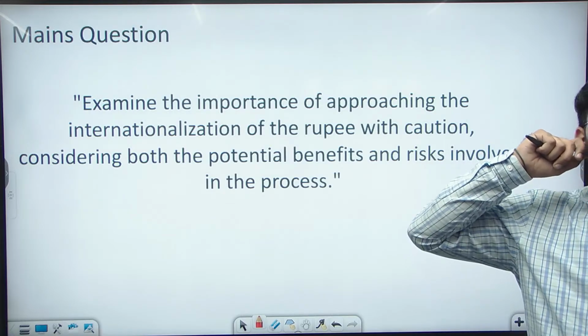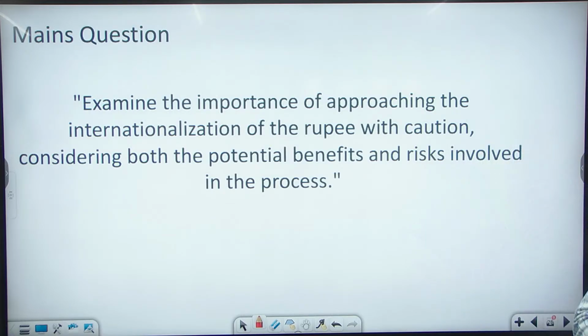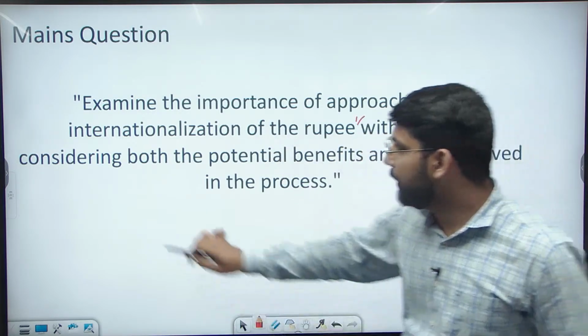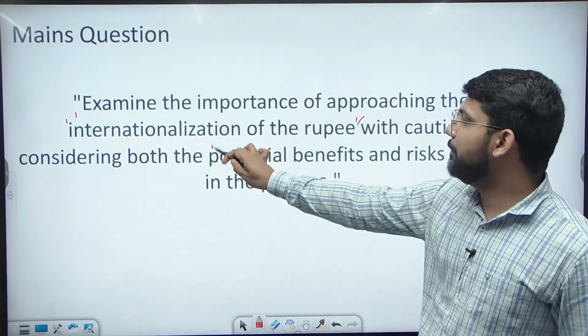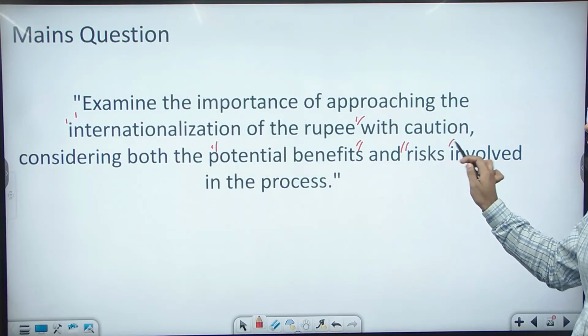Note down this question. Yes, you will get it, but you will note down also. Examine the importance of approaching the internationalization of rupee with caution, considering both the potential benefit and risk involved in the process. They are the keywords: internationalization of rupee, potential benefits, and risk involved.